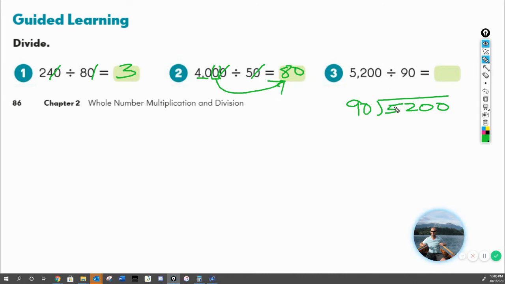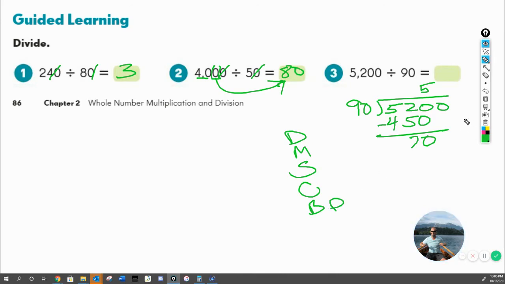Now to do this guy, 90 can't go into 5, 90 can't go into 52, 90 can go into 520. And I used some estimation to figure out how many times 9 goes into 52, which should be 5. So 5 times 9 is 450. So I'm doing divide, multiply. Now I'm going to subtract. 520 minus 450 is 70. Then I'm going to check. That's a C. Trust me. Is my 70 smaller than my 90? Yes, it is. Then I'm going to bring down the 0.